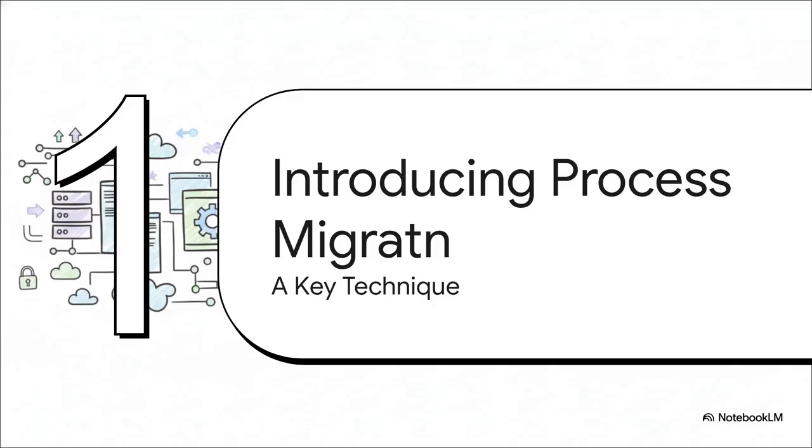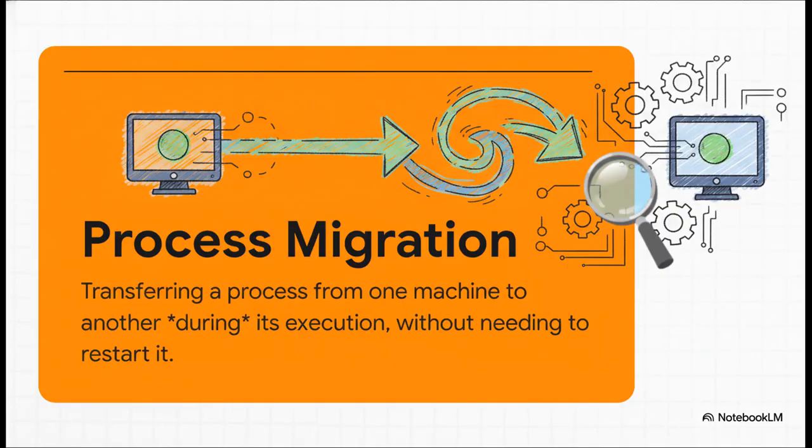Now, with those objectives in mind, let's explore one of the coolest and most powerful tools we have in our process management toolbox, something called process migration. The key phrase to lock onto here is during execution. This is huge. We're not just talking about stopping a program on one computer and restarting it somewhere else. No, this is way more sophisticated. Imagine being able to pick up a worker mid-task with all their tools and materials and instantly teleport them to another factory where they continue from the exact point they left off. That's the magic of process migration.